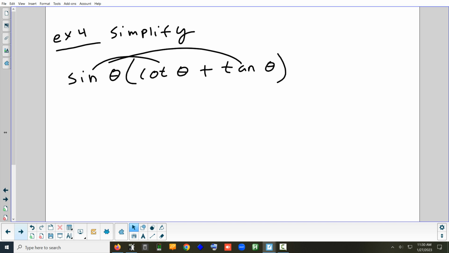So when we distribute, there's not really a lot we can do with sine times cotangent. We're just going to leave it as sine times cotangent. That's not sine of cotangent. No, that's sine times cotangent. And what would my next term be? Sine times tangent.